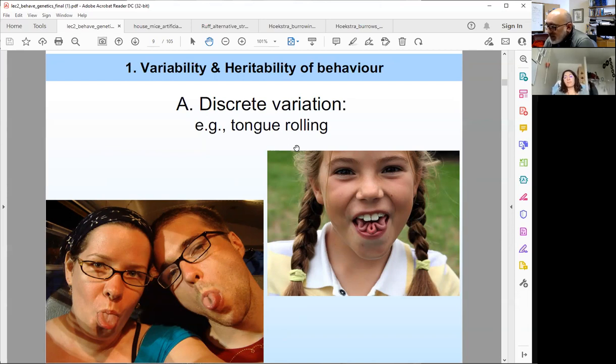So it is with some traits. For example, things like tongue rolling. How many of you can do this? I don't know about this young girl on the right, but the guy on the left, rolling your tongue like a taco, is a genetically determined trait. That is, if you have the gene associated with that, you can do it. If you don't, you can't. It's discrete variation. Sort of yes or no. You can or you can't do it. Now all of you are trying it, I'm sure, but it is genetically determined.